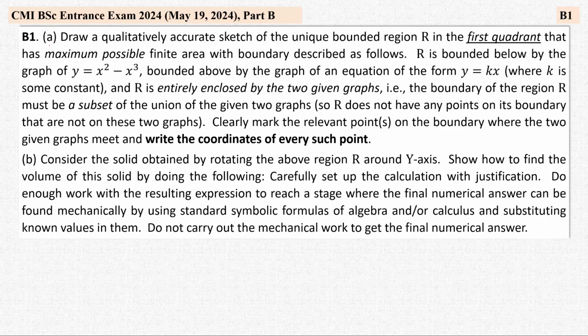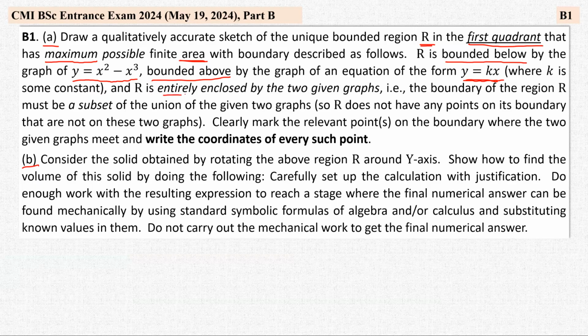Problem B1. There are 2 problems, A and B, and let's take a look at problem A first. Draw a qualitatively accurate sketch of the unique bounded region R in the first quadrant that has maximum possible finite area with boundary described as follows. R is bounded below by the graph of y equals x squared minus x cubed, bounded above by the graph of an equation of the form y equals kx, where k is some constant.